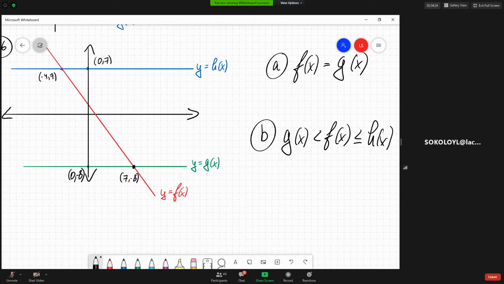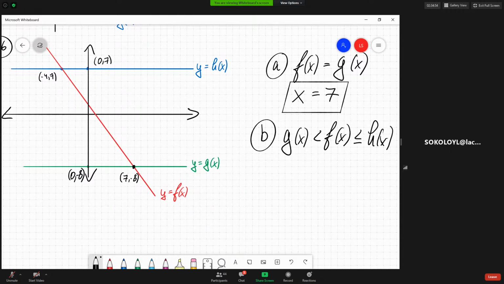But our solution is not the ordered pair. Just like in the previous example, when we were solving such an equation algebraically, we saw that our solution is simply the x value where this intersection occurs. So here the solution would just be x equals 7, and that's it. If you put 7 comma negative 8, that would be incorrect. It's just x equals 7.